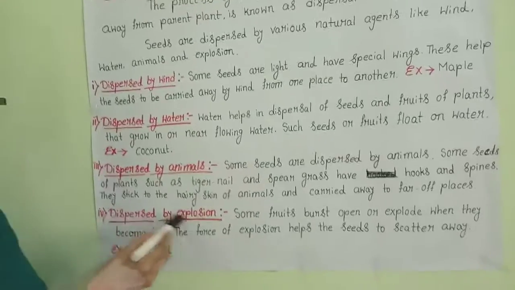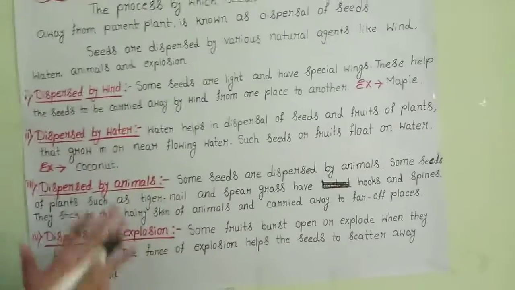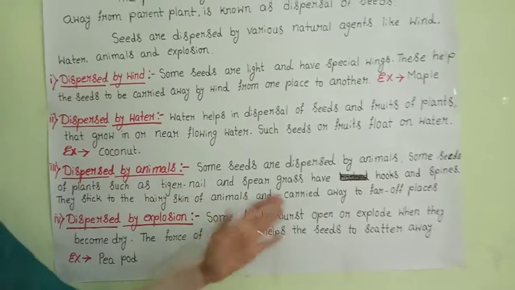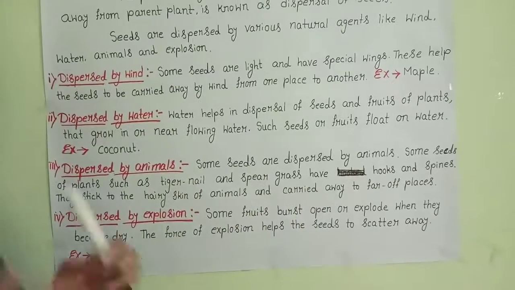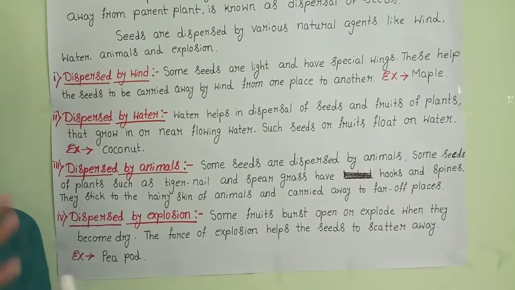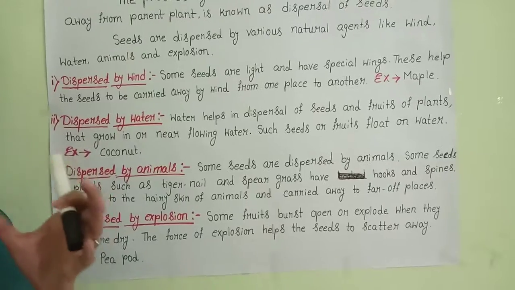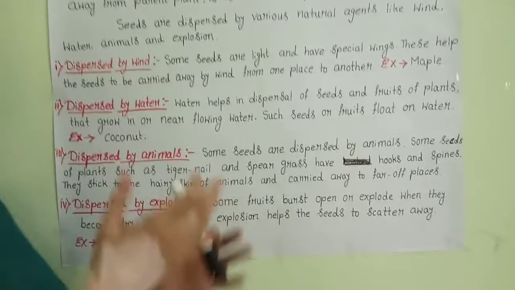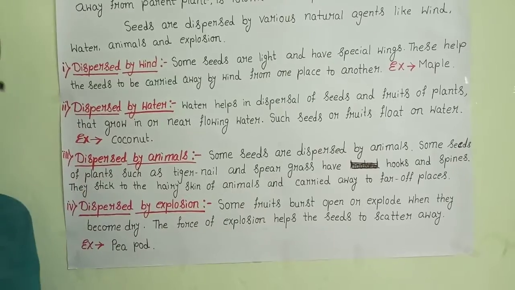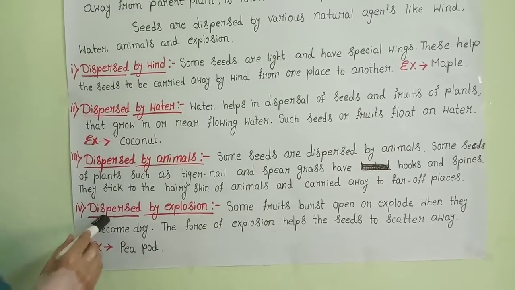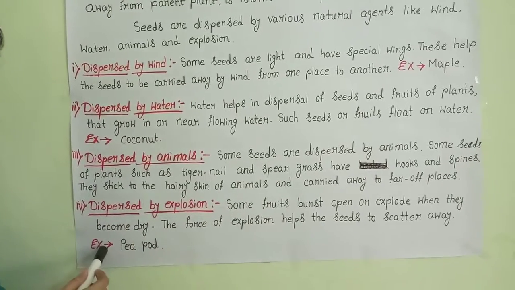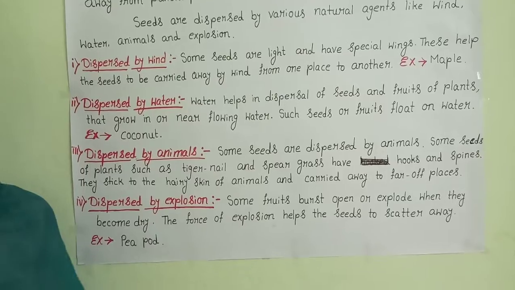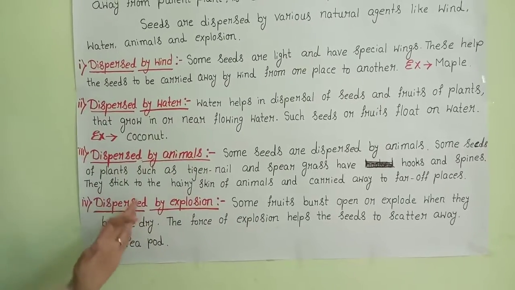Next one is dispersal by explosion. Explosion means bursting. When some seeds become dry, they explode or burst out. The force of the explosion helps these seeds scatter away from one place to another. So this is the process of dispersal by explosion. Example, pea pod, poppy seeds.